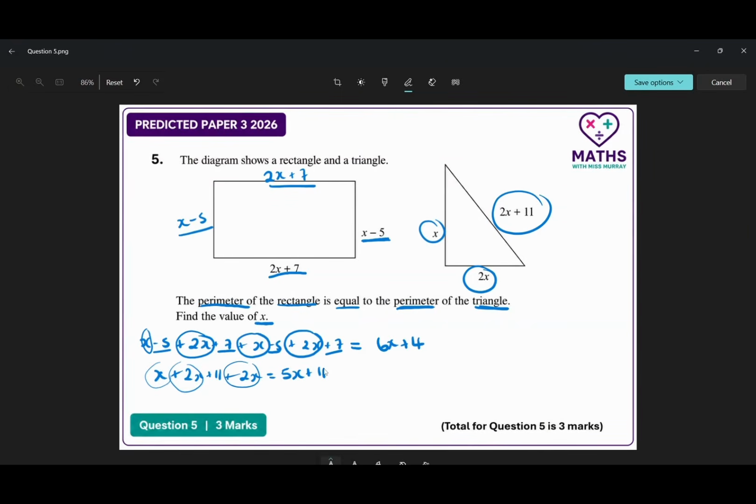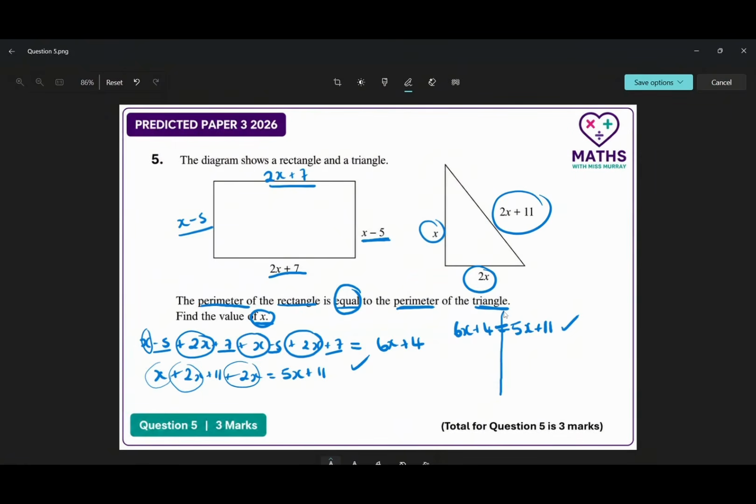We now need to make an equation because we're being asked to find the value of x. Well, I've been told that the perimeters are equal to each other. So nice and easy. The perimeter of the rectangle is equal to the perimeter of the triangle. So that's exactly how I write it. Equal sign means they are equal. So that will get me another mark up to there. So 1 mark from here, 1 mark here. And now I have to solve it to get my last mark and find the value of x.